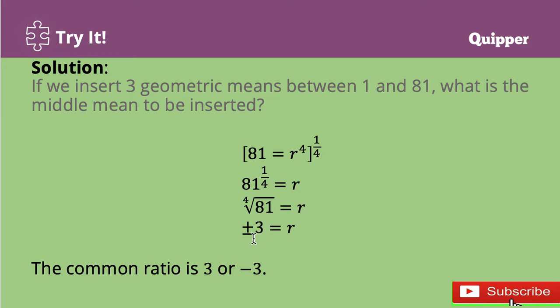Because when you multiply positive 3 by itself 4 times, the result is positive 81. And if we multiply negative 3 by itself 4 times, the result is also 81. That is why the 4th root of 81 is equal to positive and negative 3. And the 4th root of r to the 4th power is just r. Now, the common ratio is 3 or negative 3.